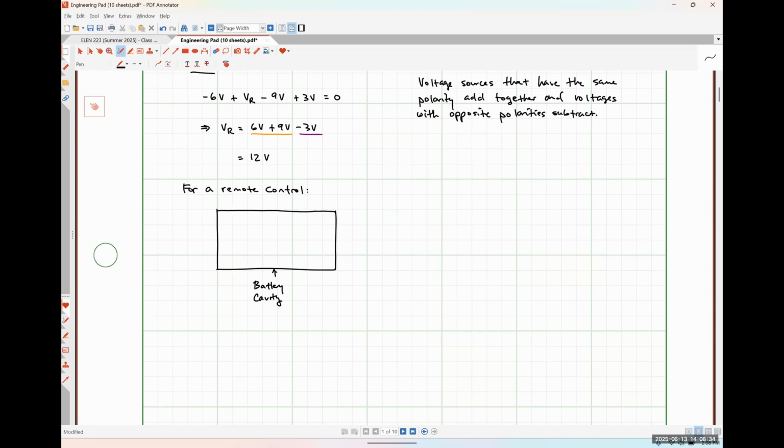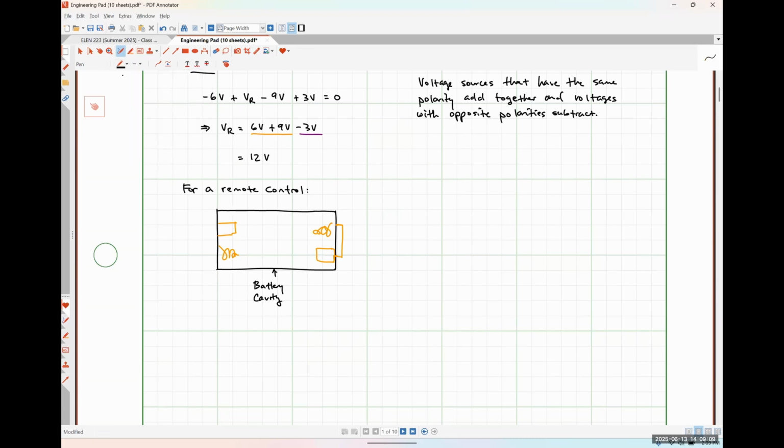Here's our battery cavity. You would have usually seen some piece of metal on this side, and then maybe a spring-looking thing on this side, and then a piece of metal on this side, and that same spring-looking thing over here. And for what it's worth, these two are usually physically connected to each other.